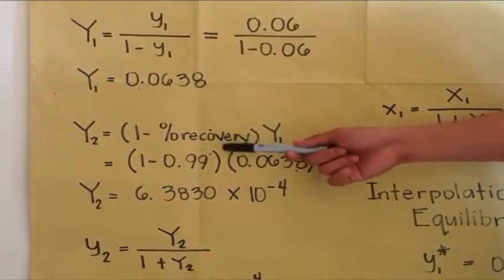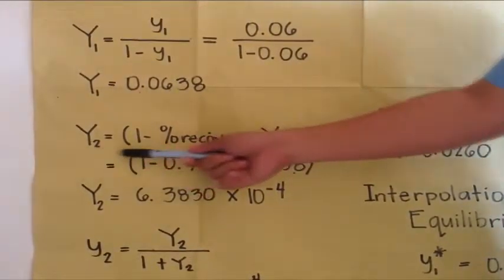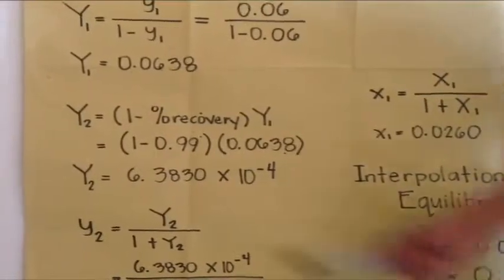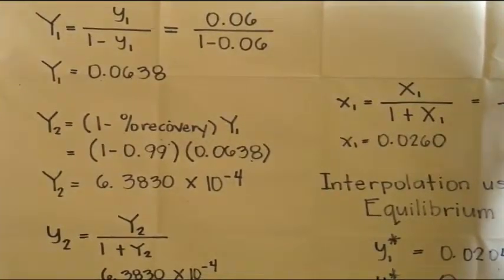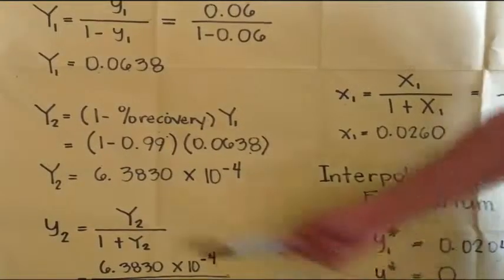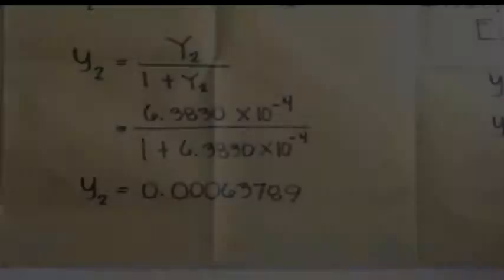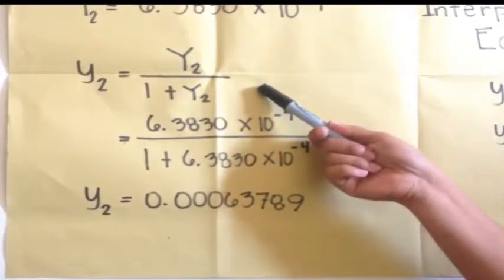Since we are given our percent recovery, which is 99%, we can compute for Y2 using the formula we used in problem number 1. So the value for our Y2 on dry basis is 1 minus 0.99 times 0.0638. The value of our Y2 on dry basis is 0.320. Next, we will get our Y2 on wet basis by using this conversion formula.